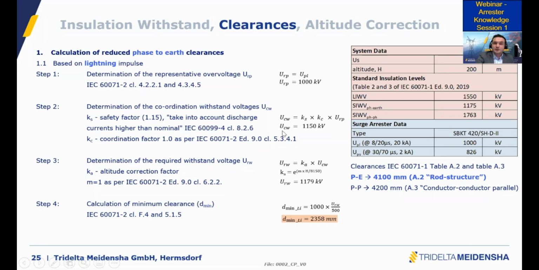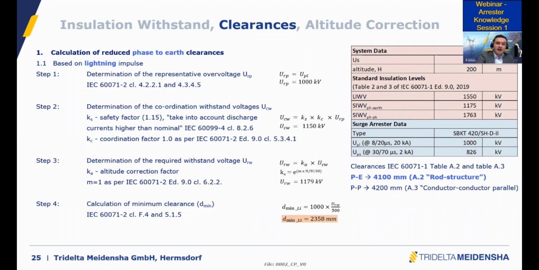Then we have this UCW of 1150 kV. Then we go to step number 3, where we have to apply, and this is important, the altitude correction factor. In that case, we have only 200 meters, and therefore there is a very small difference between step 2 and step 3. So we have now the required withstand voltage, URW, of 1179 kV.